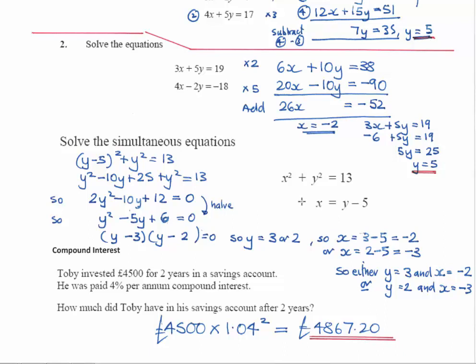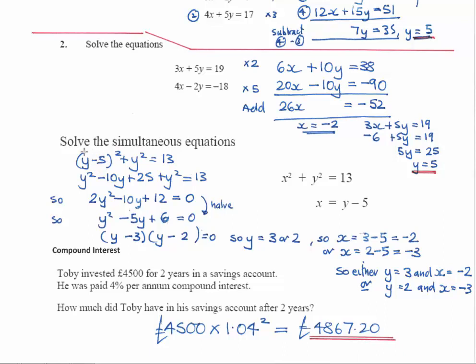So the first thing I do is instead of writing x here, I write y minus 5 squared, because y minus 5 is what x is. And the reason I did that is because now I've got an equation that just involves y. There's no x's. And now I need to simplify and solve this equation.